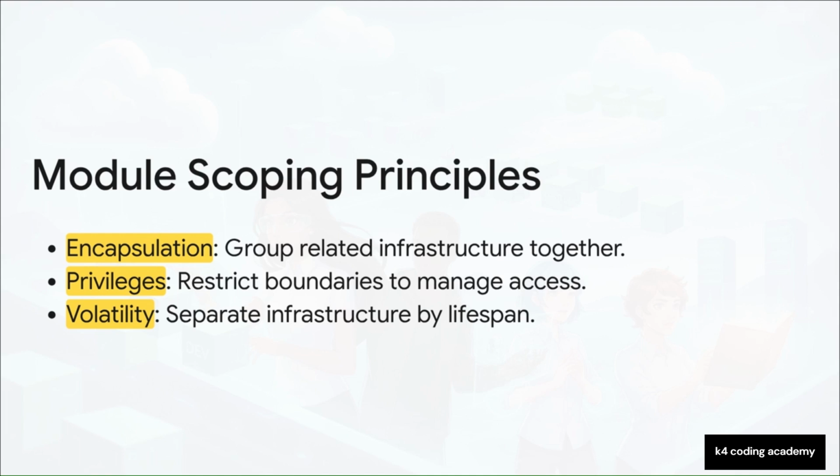It really comes down to three core principles. First, encapsulation. Group things that always deploy together. Second, privileges. Keep your high-privileged network resources totally isolated. And third, volatility. You've got to keep your slow-changing, long-lived databases far, far away from your constantly churning application servers.